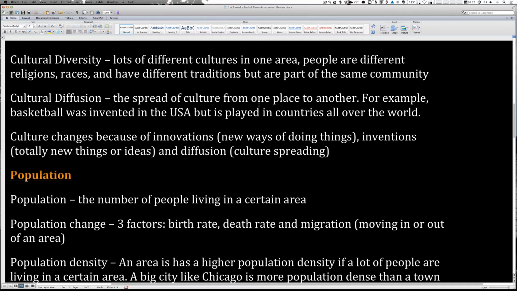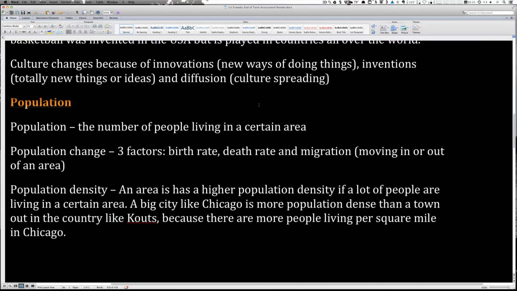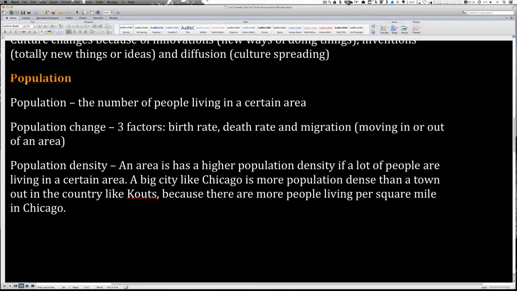Okay, a couple of ideas or thoughts about population that you need to be familiar with. Population simply means the number of people living in a certain area. So the population of Portage means how many people live in our city. Population of China, we talked about, is well over 1 billion people now. That's how many people live in that particular country.